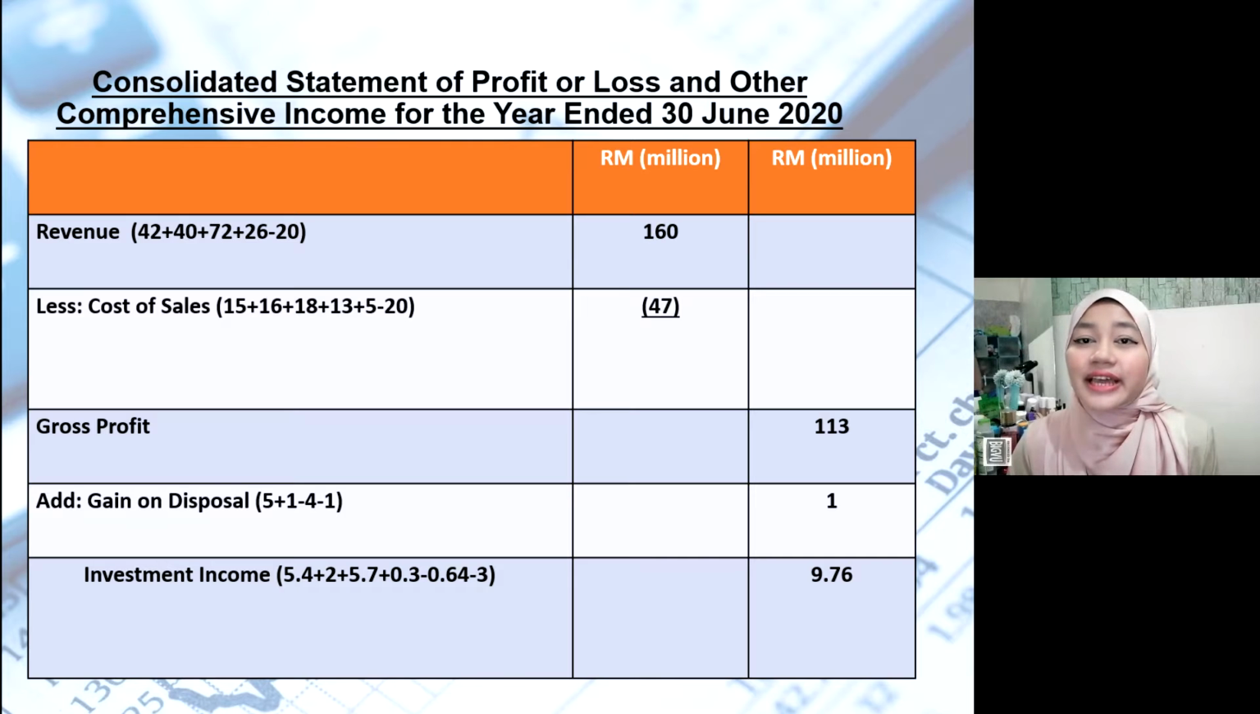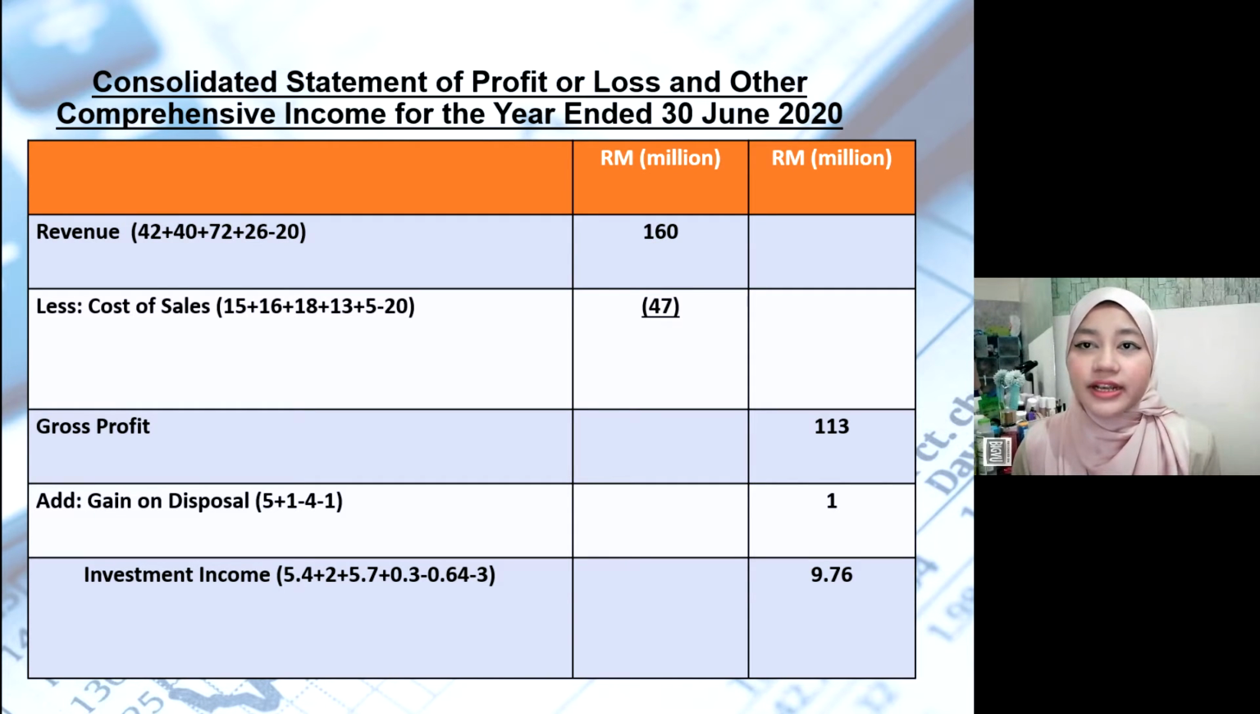Today, my friends and I would like to present question 1E for the preparation of the consolidated statement of profit or loss and other comprehensive income for the year ended 30 June 2020. Firstly, we should calculate the gross profit, which is revenue minus cost of sales. For the revenue, we should add all the revenue from the parent and subsidiary companies and minus intercompany sales.